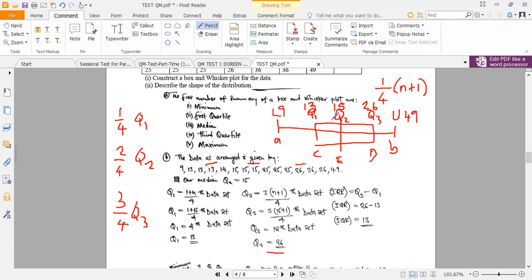The interquartile range is the difference between the upper quartile and the lower quartile. 26 minus 13. So the IQR, which is called the interquartile range, is actually the difference between these two. So it's 13. So that is how we get the interquartile range. 26 minus 13 is 13. At this point, any questions?